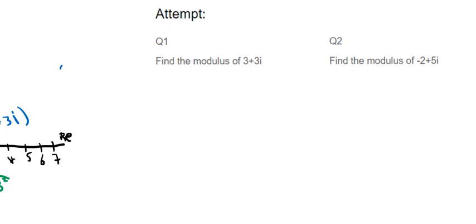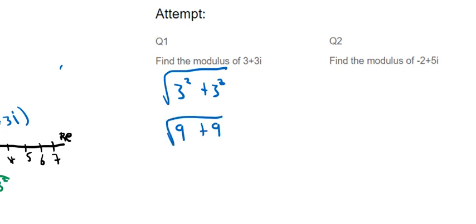The first one anyway, we have to do 3 squared plus 3 squared and then find the square root. So 3 squared is 9, 3 squared is 9. So 9 plus 9 is 18. We can just leave the answer like that, so square root of 18.